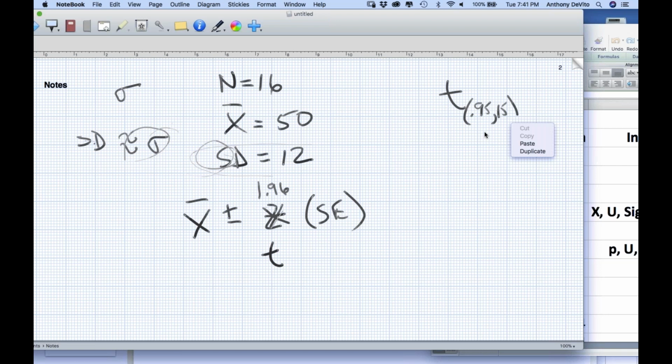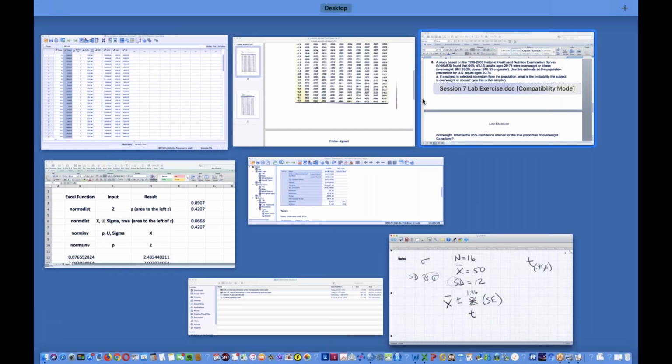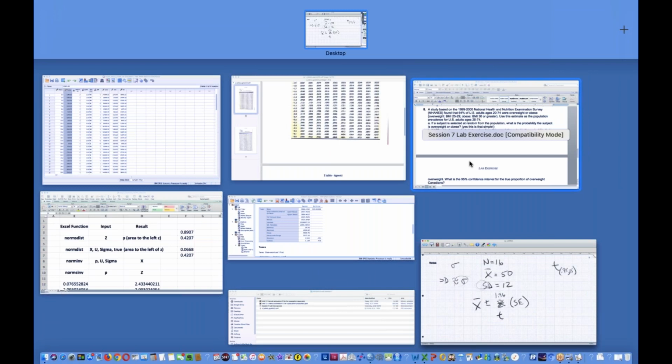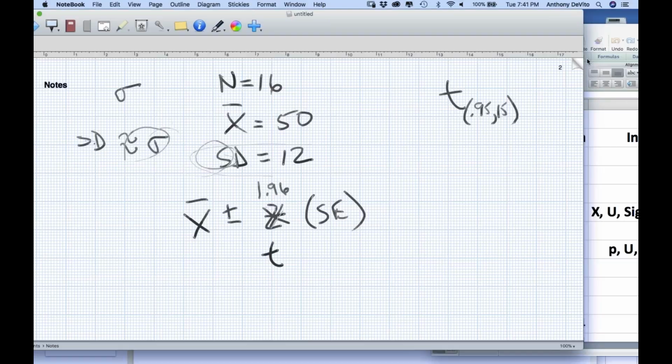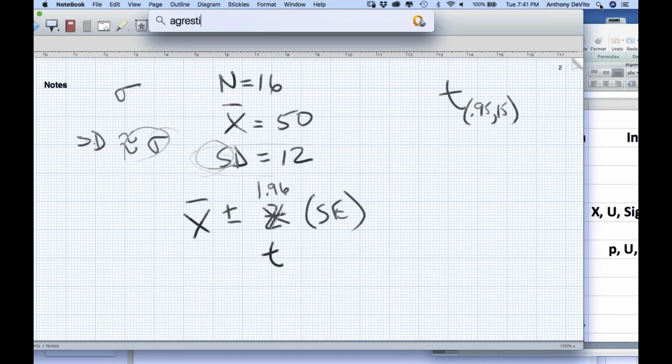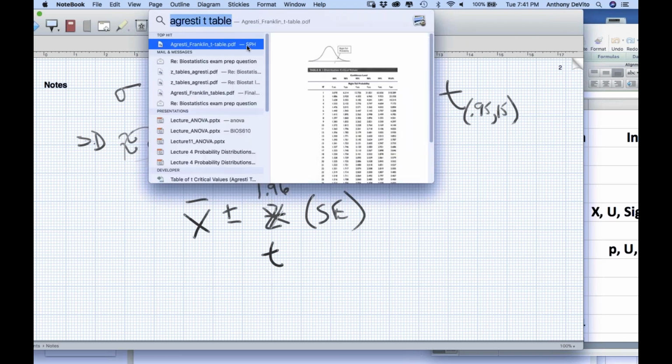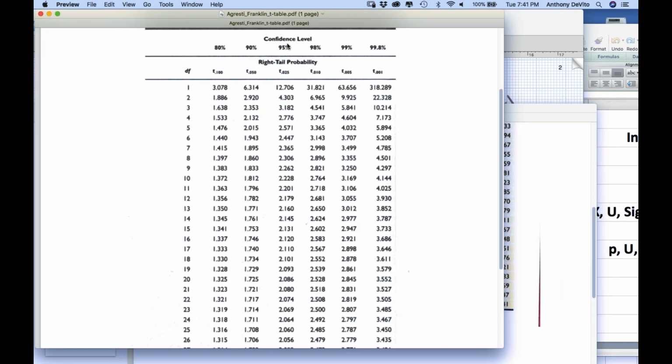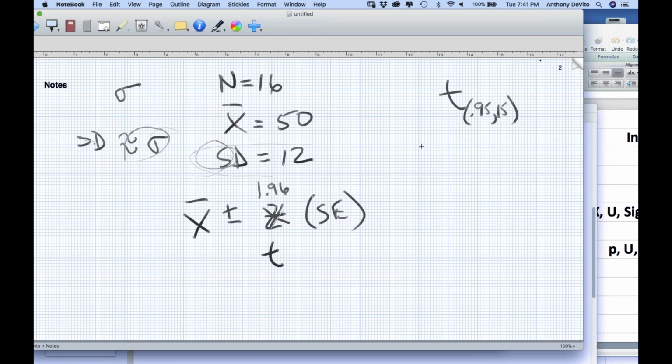Okay. Now I'm going to go to my t-table to find out what that t-value has to be. Let's see if I still got it here. I don't see it, so I'll look it up. Okay, there it is. So I look it up for 95% confidence, and I go down here to 15 degrees of freedom, and instead of using 1.96, for that sample size of 16, in other words, 15 degrees of freedom, I have to use 2.131. So I go back here, and instead of using 1.96, I use 2.131.